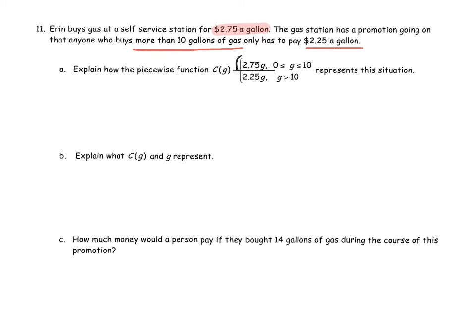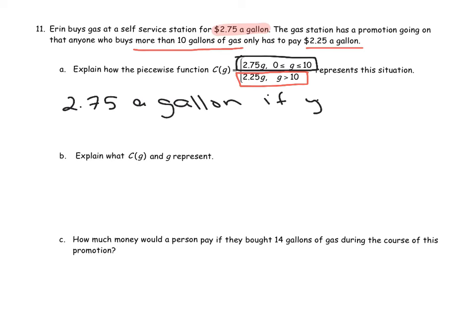$2.75 a gallon if I buy between 0 and 10 gallons. So if I buy between 0 and 10 gallons, it's $2.75 a gallon. However, if I buy more than 10 gallons, it's going to be $2.25 a gallon. So the question says, explain this piecewise function, how it represents the situation. Well, we just kind of said this. It's $2.75 a gallon if you buy between 0 and 10 gallons.